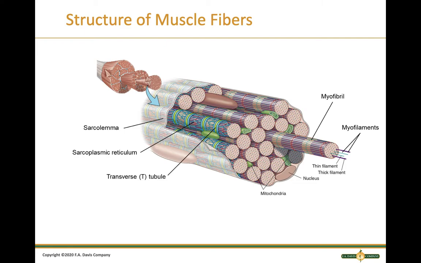Transverse tubules are an extension of the plasma membrane. And so the electrical signal is going to spread down the sarcolemma, and then it's going to go down the T-tubules, down to the deepest part of the muscle cell. That way the myofibrils in the very center of this muscle fiber and the ones on the outside are going to get the signal to contract at the same time. So the whole muscle fiber contracts together.